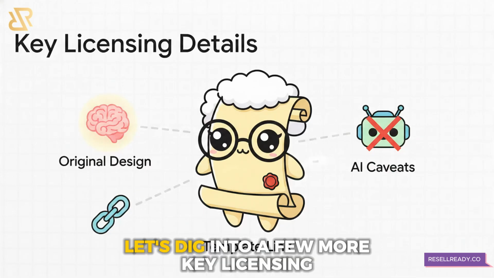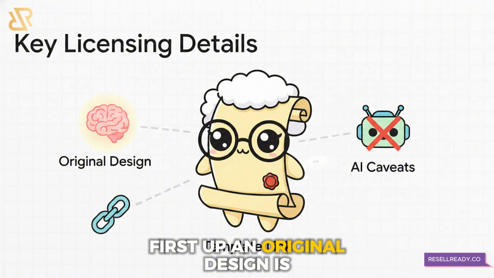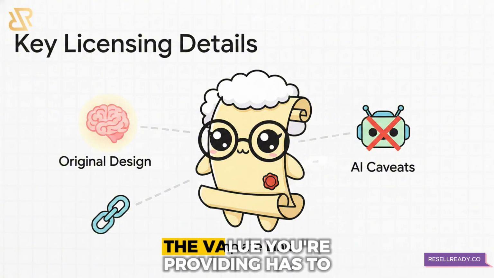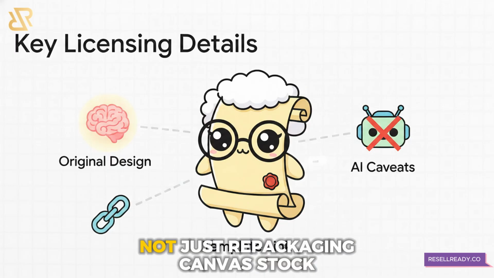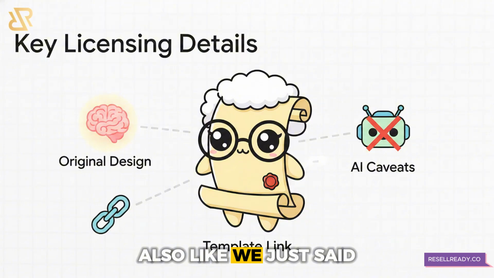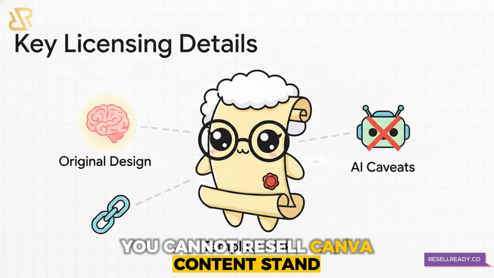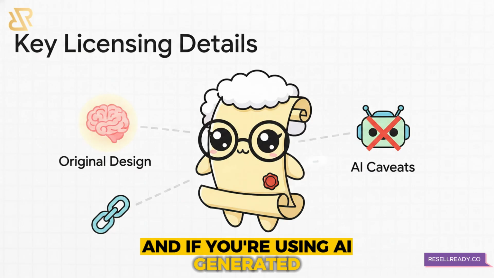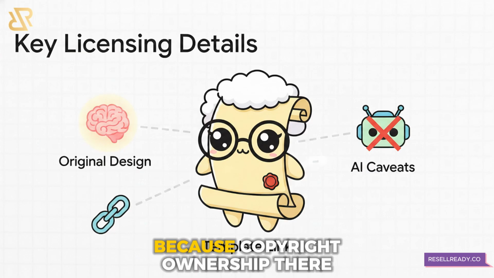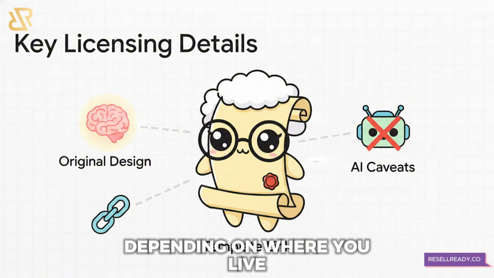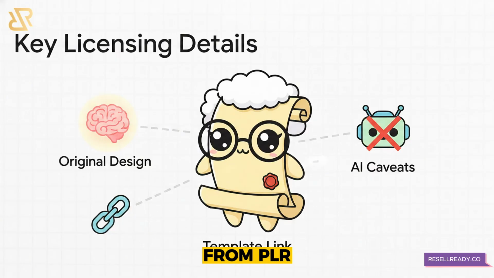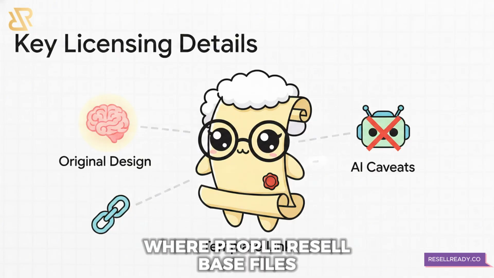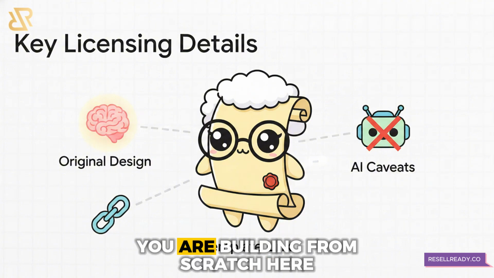Let's dig into a few more key licensing details. First up, an original design is absolutely mandatory. The value you're providing has to come from your unique layout and creative structure, not just repackaging Canva's stock stuff. Also, like we just said, Pro content must be delivered as a template link. You cannot resell Canva content standalone. Oh, and if you're using AI-generated elements inside Canva, be super careful because copyright ownership there gets a bit tricky depending on where you live. Finally, remember that selling original templates is totally distinct from PLR, or private label rights products, where people resell base files. You are building from scratch here.